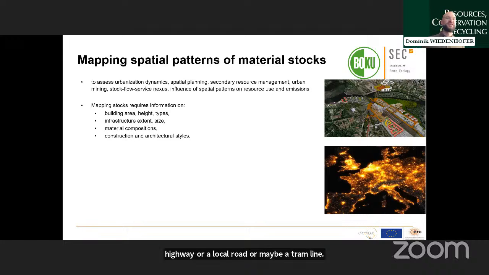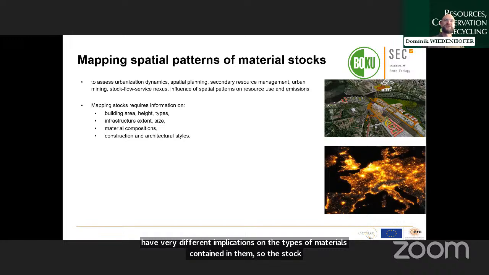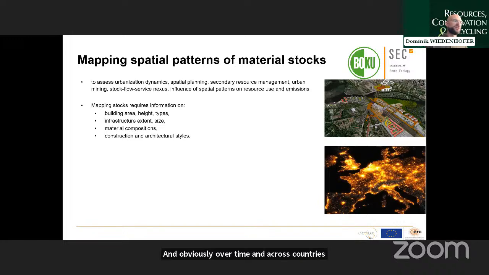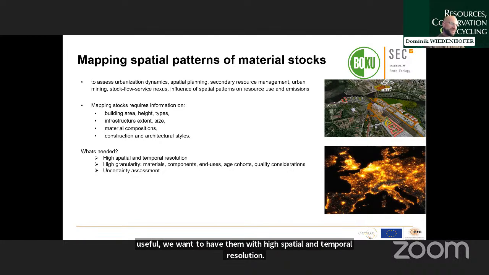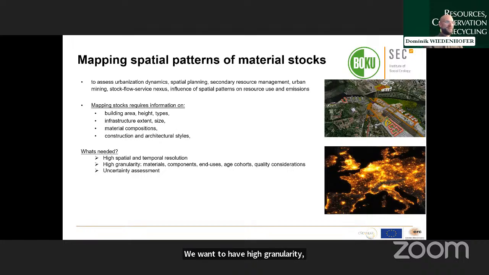These have very different implications on the types of materials contained in them, so the stock. And over time and across countries, these things can be quite different. These are construction and architectural styles, which are not homogeneous around the world, and therefore local specificities also feature in. If we want these maps to be useful, we want them with high spatial and temporal resolution. We want high granularity, a lot of information on types, components, end users, age cohorts, qualities, all kinds of things would be wonderful to know.